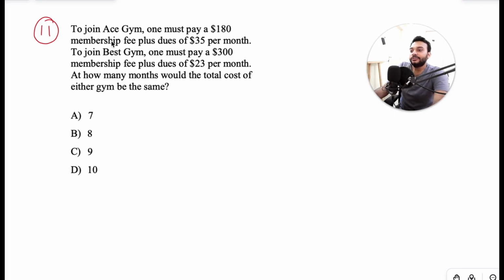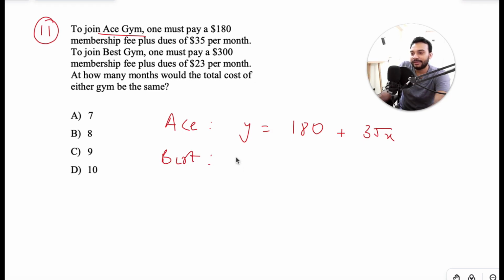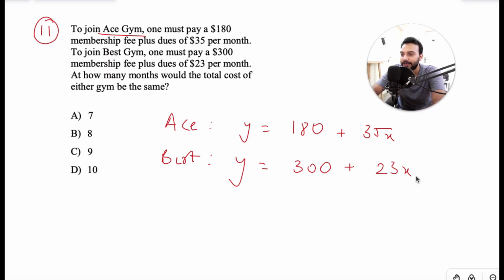Okay, so the total cost for A's gym is going to be y is equal to 180 fixed plus 35x, where x is the number of months. For Best, you have y is equal to 300 fixed plus 23x, where x is the number of months. And they're asking at how many months would the total cost of either gym be the same. Basically, these are two linear functions. At what point do they intersect?